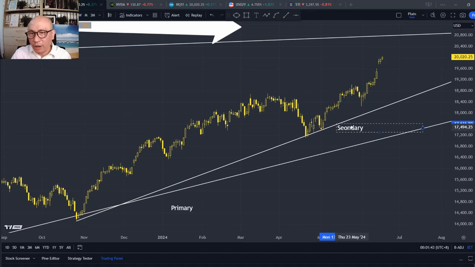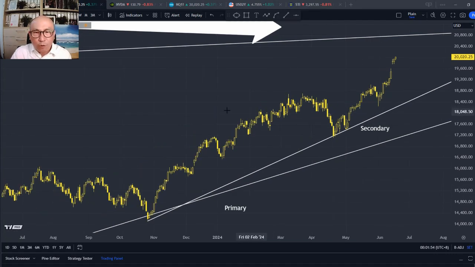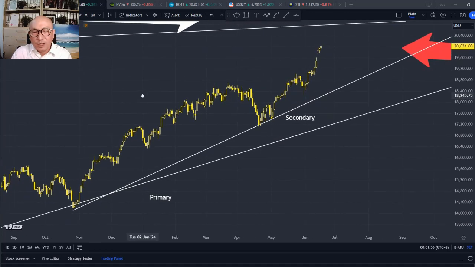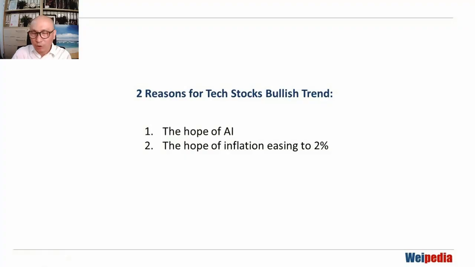Now, how am I going to handle this? Earlier I mentioned, let me just correct the spelling here, secondary uptrend line. I'm going to keep it very focused here: as long as the two rules are met, because of the fundamental reasons why Nasdaq maintains its bullishness, number one is the hope of AI, and number two is that the inflation is at about 3%, and there's a hope that it may come down to 2%.